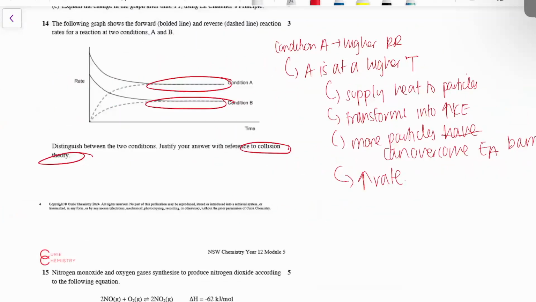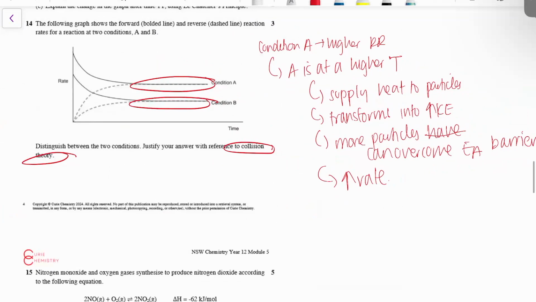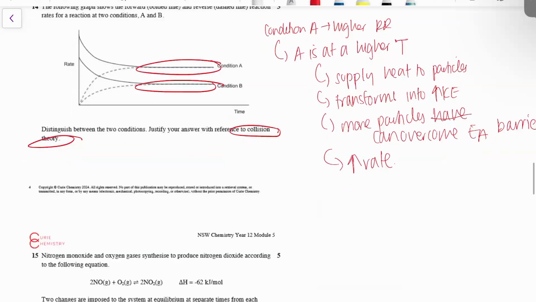And then if we were to talk about a catalyst, you talk about how having the catalyst in condition A means it has found an alternative pathway with a lower activation energy barrier, in which case you don't talk about the particles having more energy. The particles have the same amount of energy, but the barrier they have to get over is now lower. So more particles can overcome the lower barrier and the rate goes up that way. Any questions? No. All right.